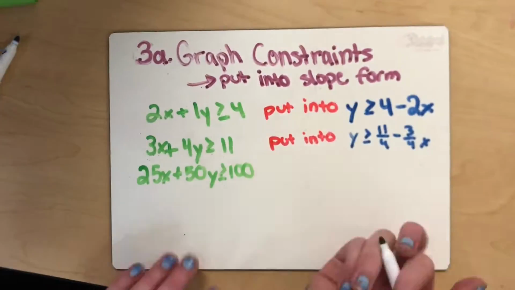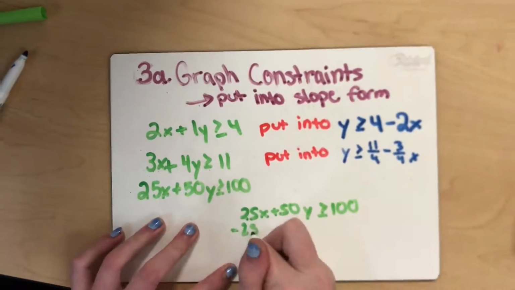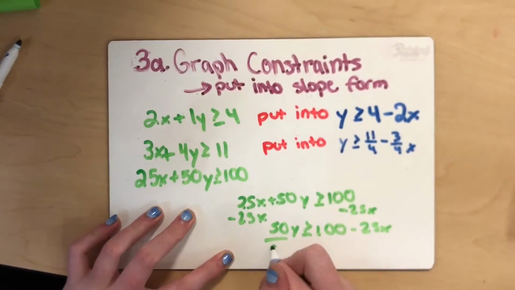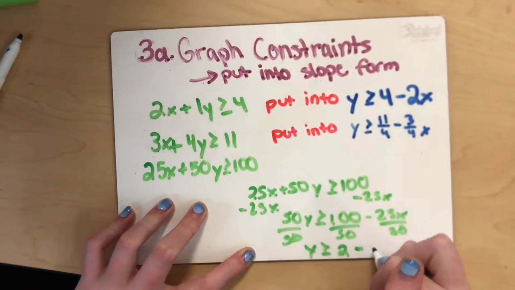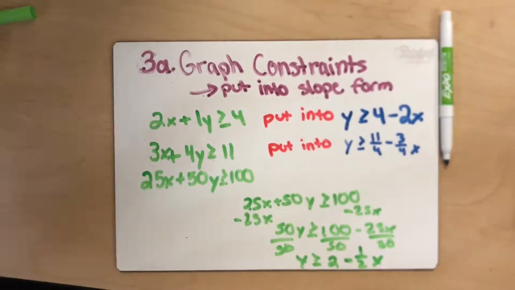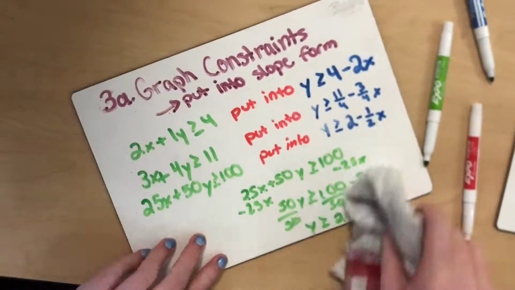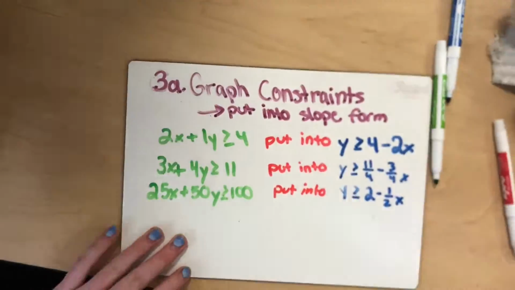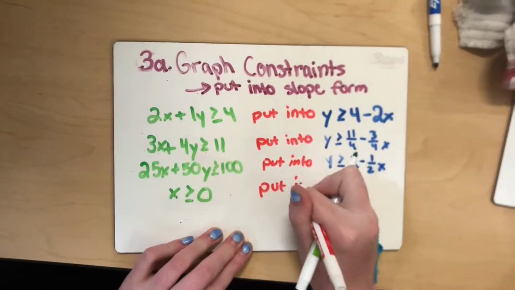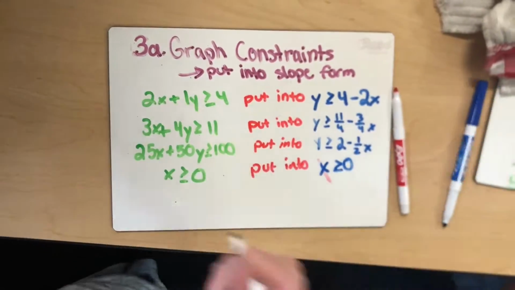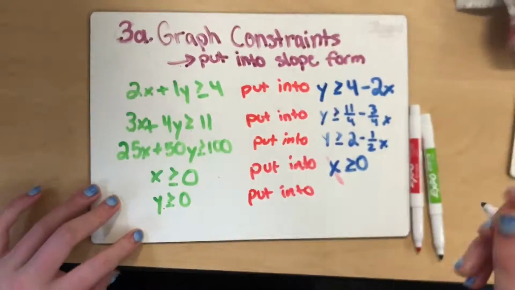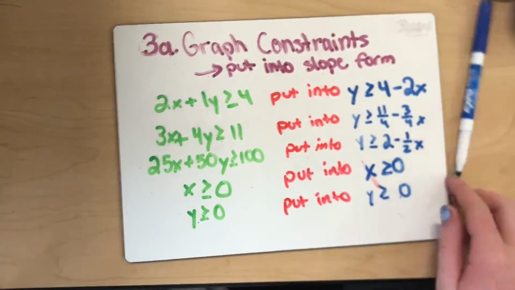Our next equation is 25x plus 50y greater than or equal to 100. We do the same as before to get it down to 50y greater than or equal to 100 minus 25x. Divide each side by 50, and you get y greater than or equal to 2 minus 1/2 x. Our next equations are pretty easy. x should be greater than or equal to 0, it stays the same. And y should be greater than or equal to 0, stays the same as well.